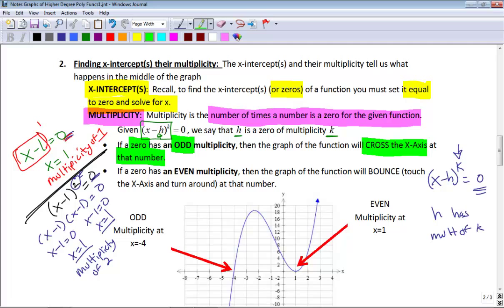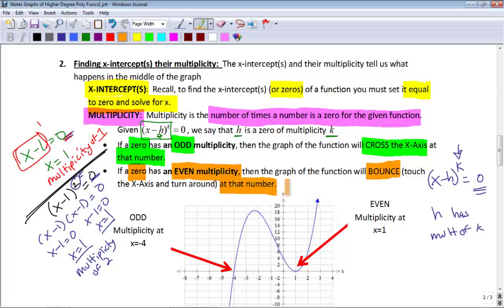All right, well, what happens if I have an even multiplicity? Well, if your 0 has an even multiplicity, then what's going to happen is that your function's going to bounce at that number. Well, what do I mean bounce? Well, that means it's going to touch at that number and turn around.